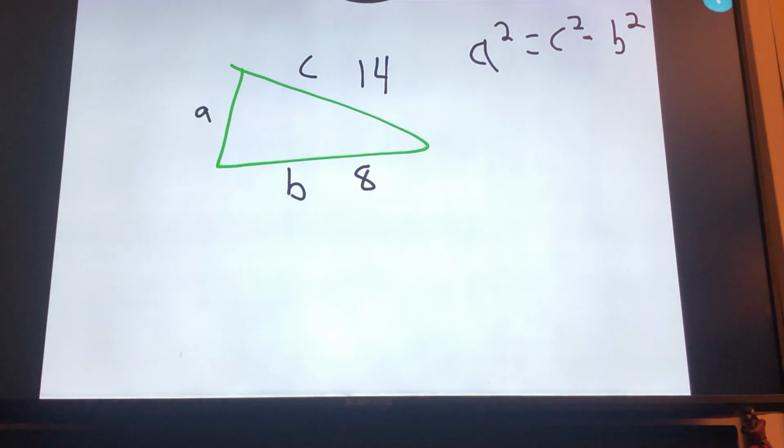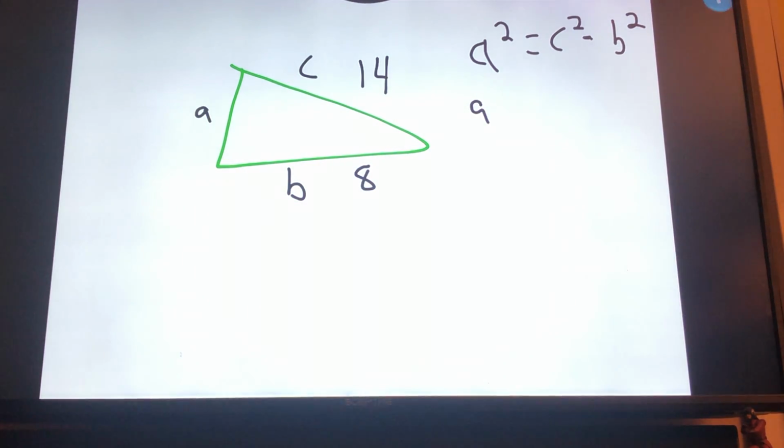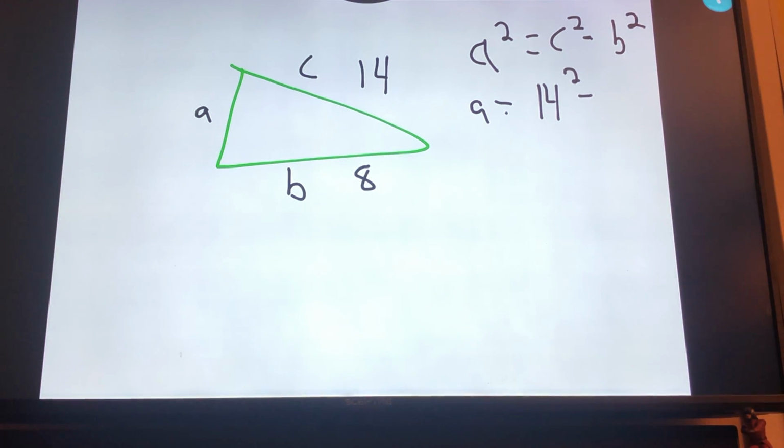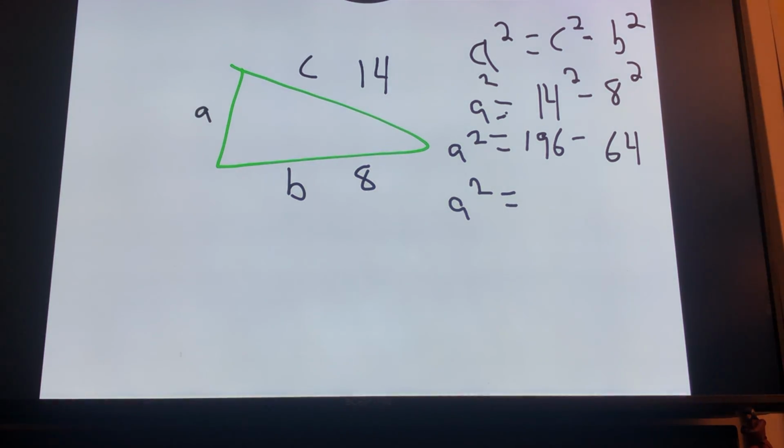What do I need to do next? I need to put the numbers I know in as substitution. So I don't know what A is. I know C is 14 squared. Minus, well, what is side B? 8 squared. So this is going to be 64 when I square that, and 196 when I square this. So someone tell me what we get when we subtract. So right now we're at A squared equals, that gives me A squared equals 132.